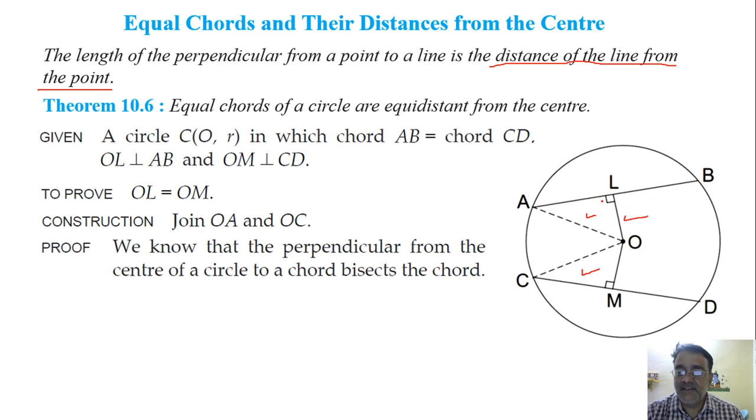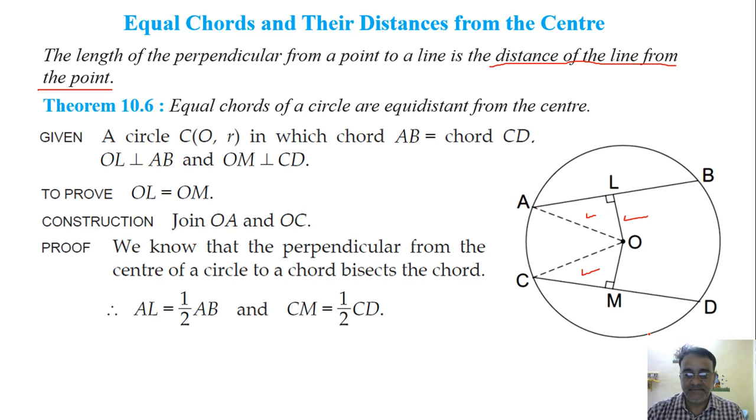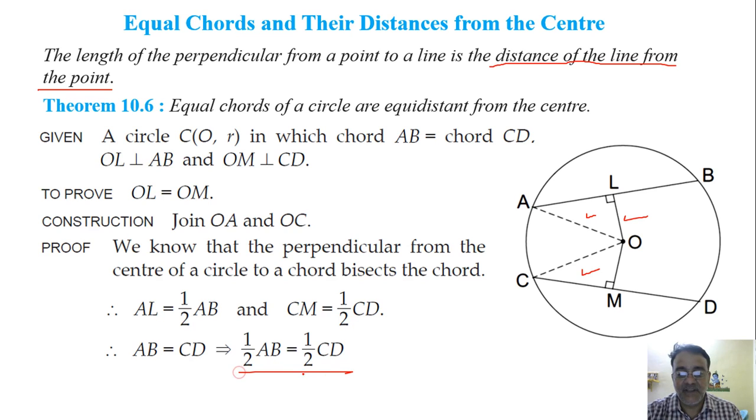So that means AL is equal to BL, or we can write AL is half of AB. Similarly, CM is half of CD. Okay, but AB is equal to CD, it is given. So half of both will also be equal. And half of AB is AL and half of CD is CM, so these two are equal. Let it be equation number 1.